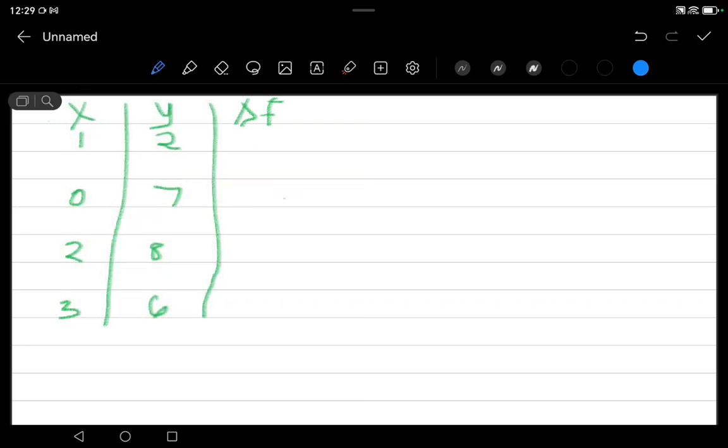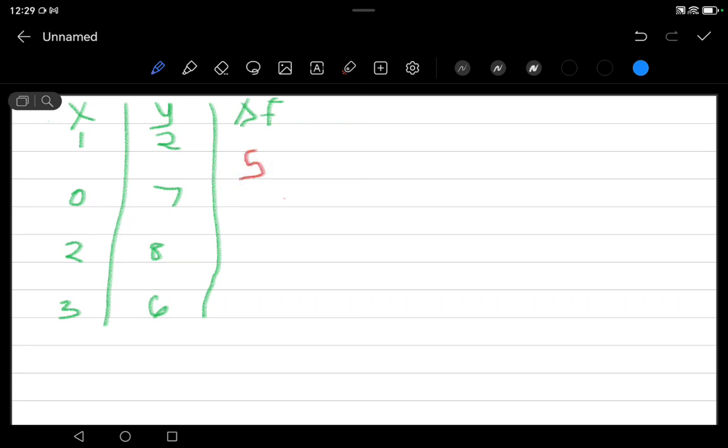And remember, when we construct a table, we skip a line. So we're going to write our answer here on the empty line. Okay, can you please give me the answers for change in f, the first change in f? The first one is going to be 5. 7 minus 2. Yes, it's going to be 5.